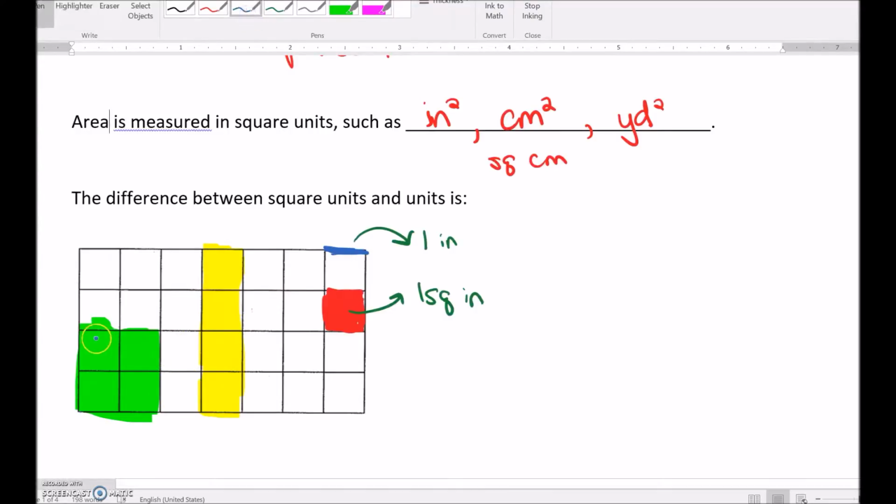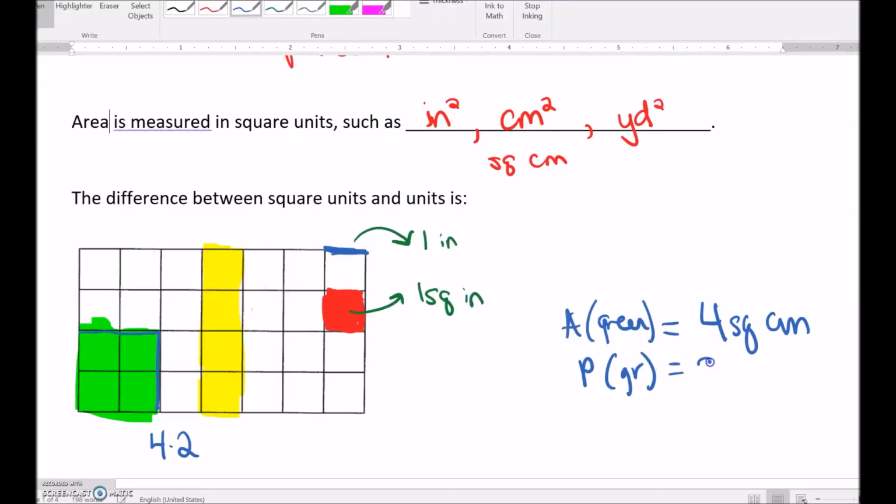But what's the perimeter? Well, this one is 2 by 2. So it's 4 times 2 like we did yesterday. So the area of the green, this is just more like high school type notation, is 4 square centimeters. But the perimeter of the green is 8 centimeters. Let's compare that to the yellow one.